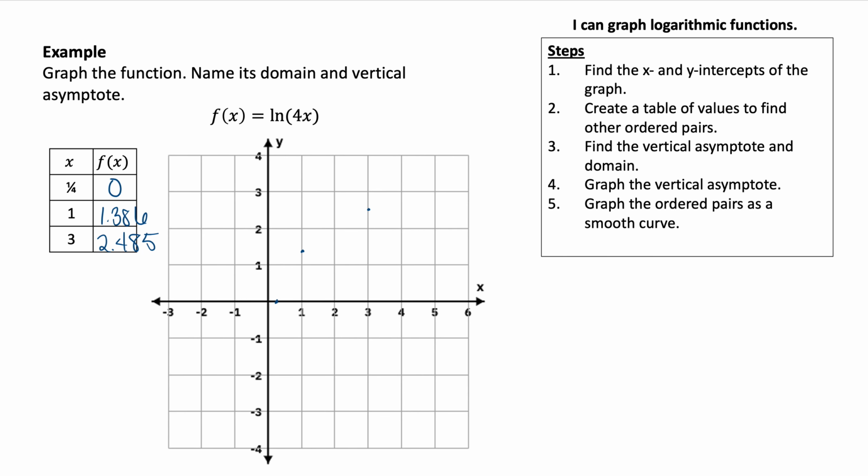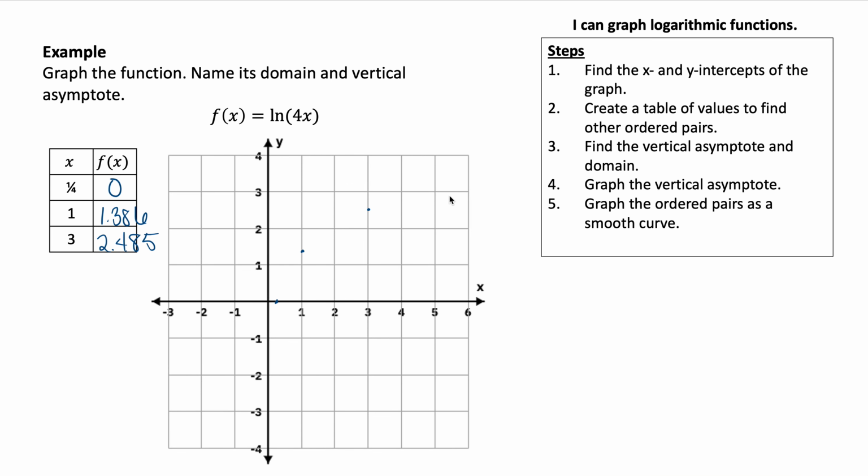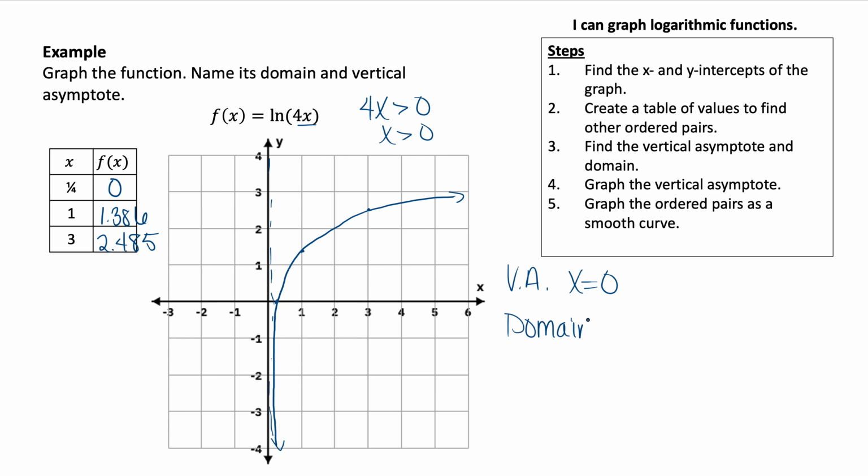Okay, so once again, if we look at Desmos, we can see that we have a vertical asymptote at x equals 0, right? Which we can also figure out because you would say that 4x has to be greater than 0, which tells us that x is greater than 0. Okay, so this y-axis is going to be our vertical asymptote. So if we connect these points to form our graph, it's going to look kind of like this, right? Get really, really close to the y-axis, but not actually cross it, and it's going to go like this to the right. So we would say the vertical asymptote is x equals 0, and we can say that the domain is going to go from 0 to positive infinity.